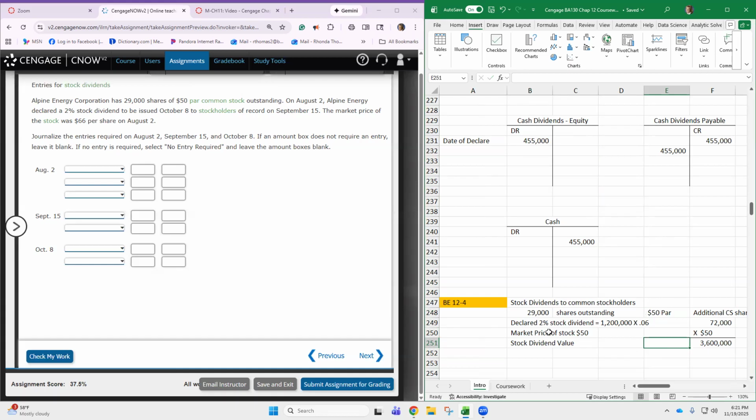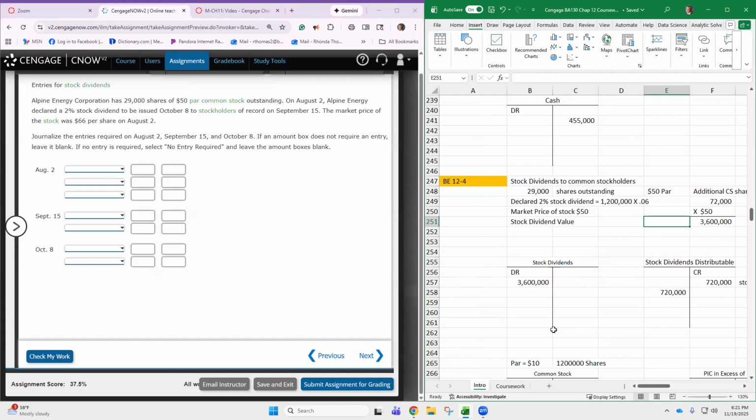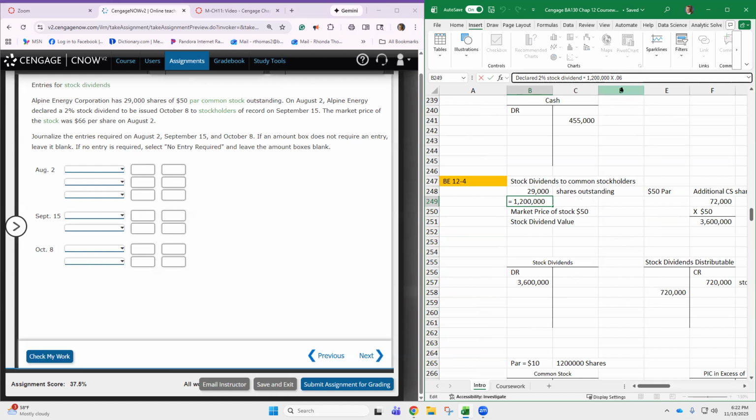Okay, we're declaring a 2% stock dividend. So what you do to figure out how many shares you're going to send out, you have to take your shares outstanding times 2%. So however many shares your problem says, mine is 29,000 shares. I'm going to take 29,000 shares times 2% to see how many extra shares I'm going to be sending out.